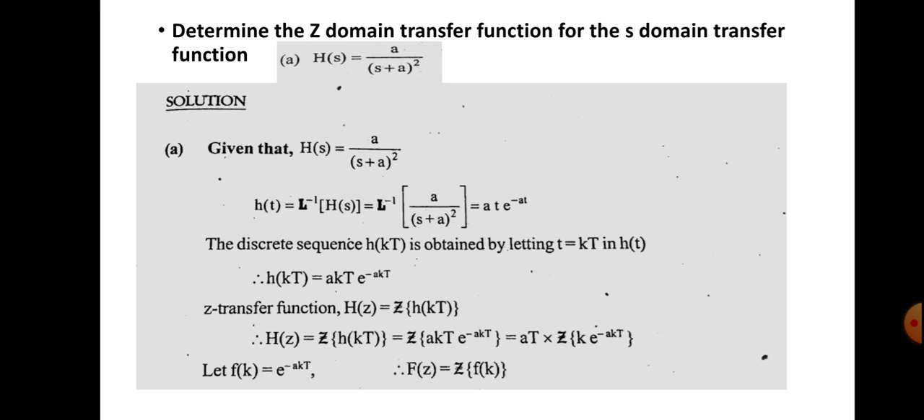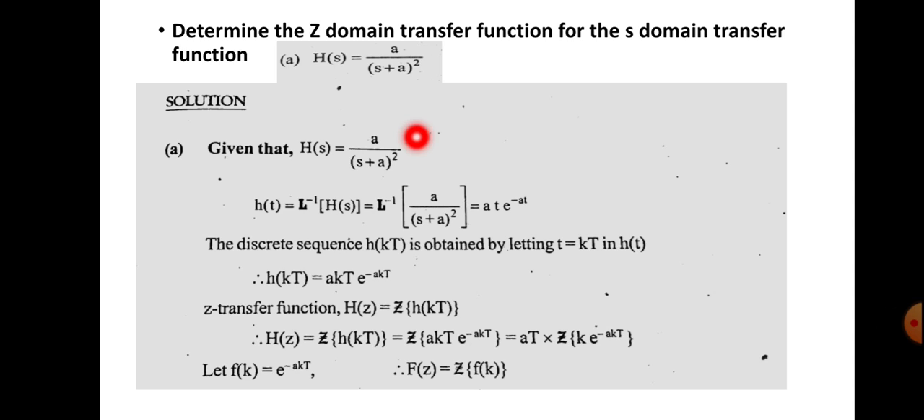So here H(s) is given, that means the Laplace transform of the impulse function is given, that is H(s) is equal to a by (s plus a) whole square. So we want to find out the Z domain transfer function from this H(s). So we know that there are three steps to find H(z) from H(s). First step is we have to find H(t), that is obtained by taking the inverse Laplace transform of H(s). In the second step we will put t equal to kT, and in the third step we will find the Z transform.